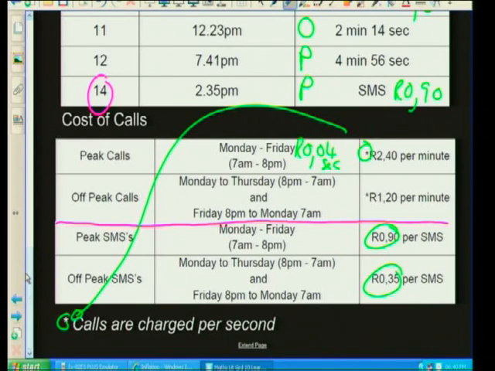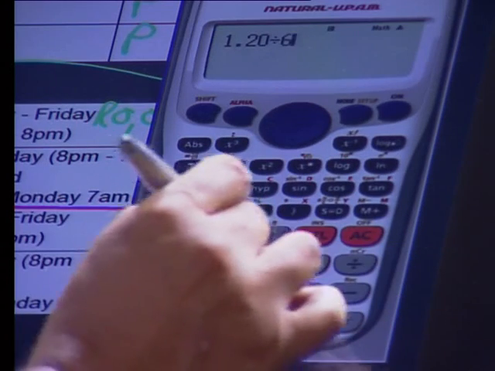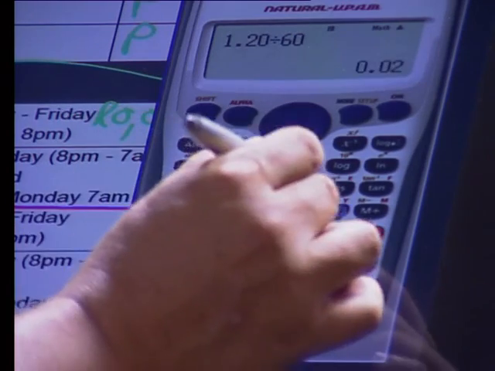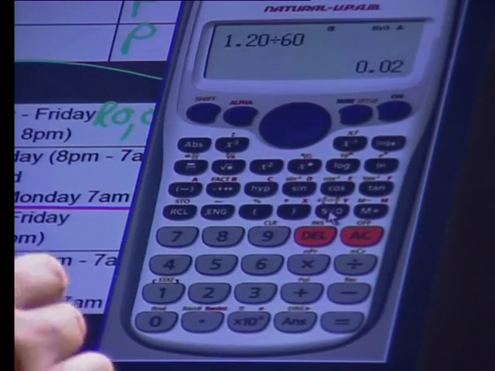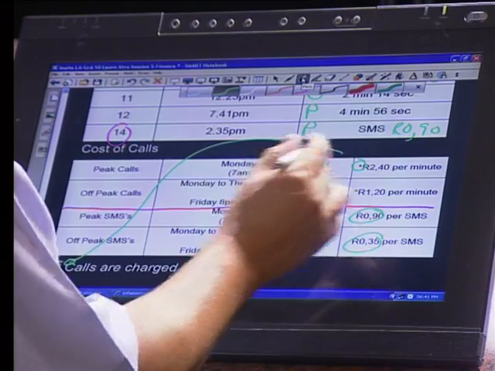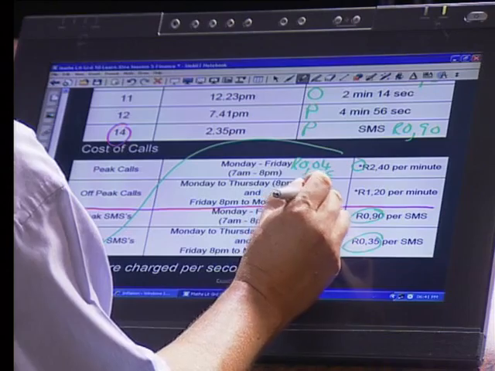Now let's have a look. 1 Rand 20 for a full minute. So if I'm paying 1 Rand 20 for the full minute, off-peak, how much am I going to pay off-peak per second? Well, let's look at this. If I take 1 Rand 20 for the minute, I'm going to divide it by 60. Why? Because there's 60 seconds in a minute. And I'm going to land up paying 2 cents a second. So let's do that. I'm going to write it right here. Either I pay 4 cents peak time, off peak, I'm going to pay 1 Rand 20 a minute, or I'm paying 2 cents a second.